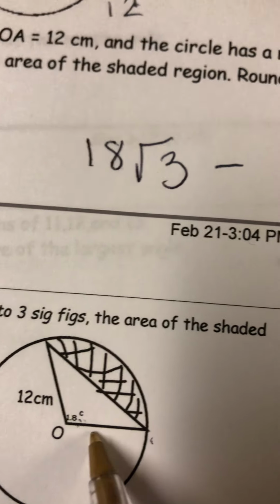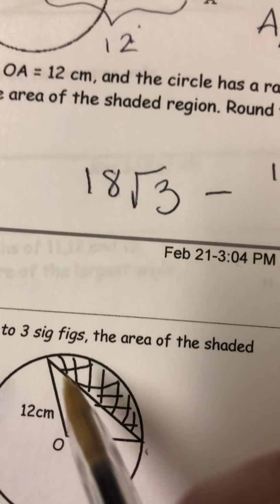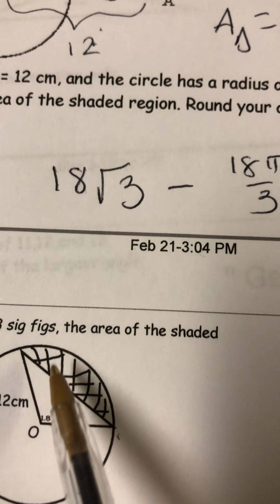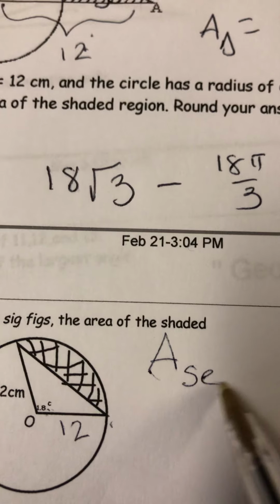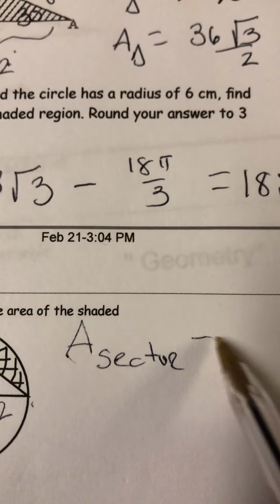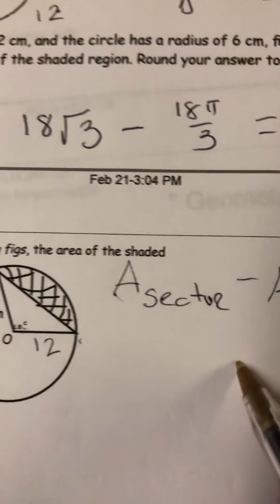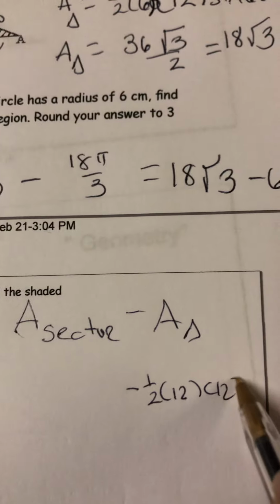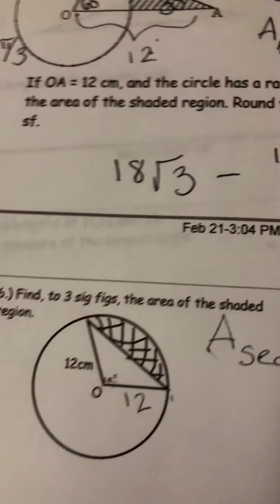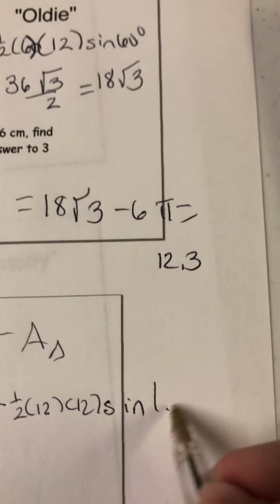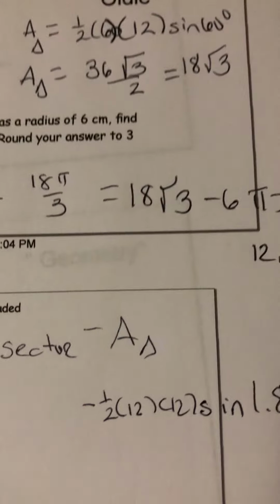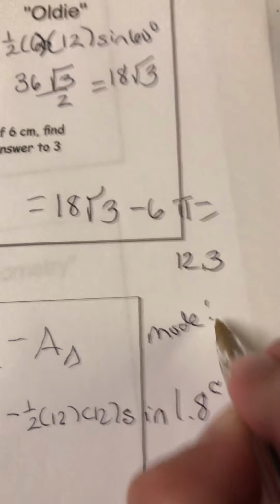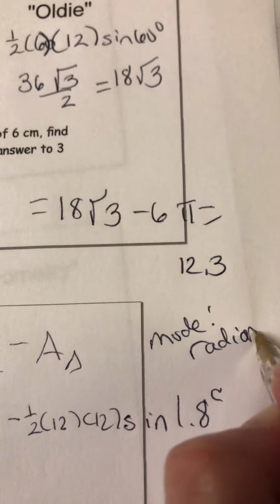I mean, I do know that the radii of a circle are the same, so I can find the area of this triangle. But which one is bigger, the triangle or the sector? The sector. So I'm going to find the area of the sector and subtract out the area of the triangle. Now the area of the triangle is actually easy to solve. 1/2 times 12 times 12, and the sine of, I forgot, was it 1.8? Yeah, 1.8. Now it's in radians, so I'm going to put the radian symbol there. So this now tells me my mode: my calculator should be in radians, okay?